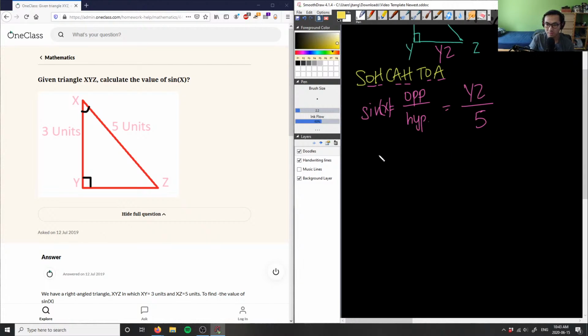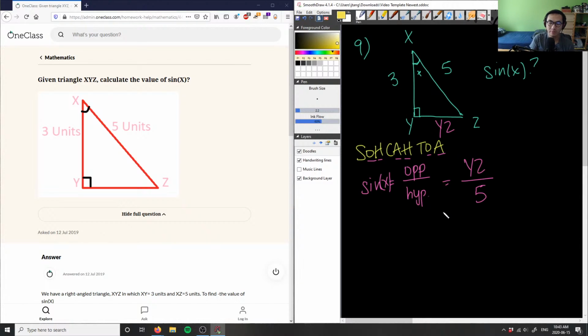So for the sake of the Pythagorean theorem, I'm going to use xz squared is equal to xy squared plus yz squared. And this is what we're looking for, because yz squared is the side we're looking for. Well, we know that xz is equal to 5, right?